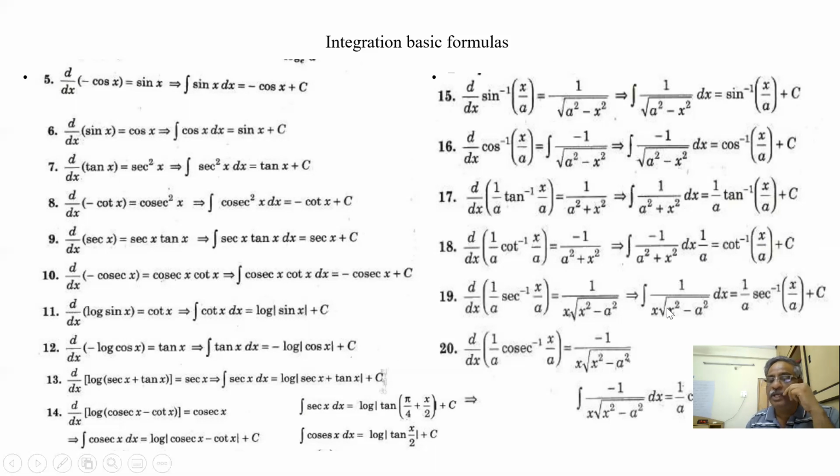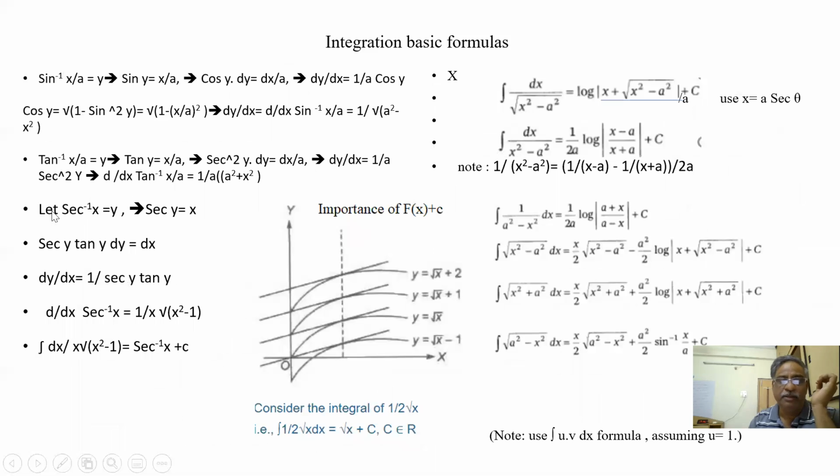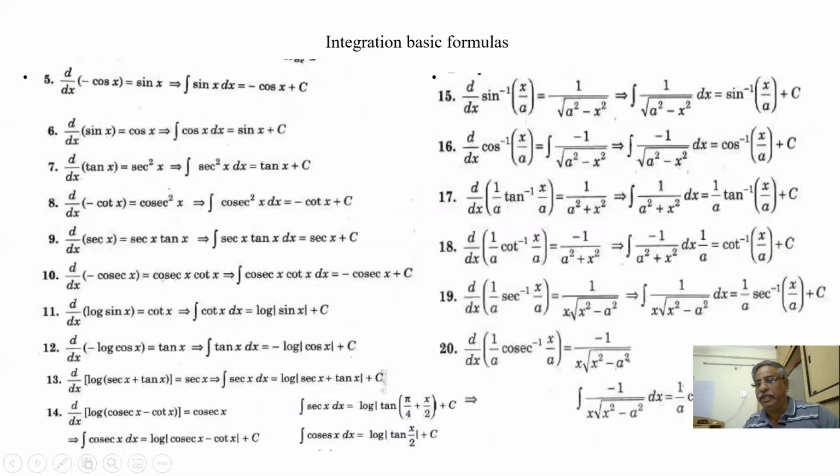Now 1 by x root x square minus a square. Here you see the second term is x square in all. Now here the first term is x square. So 1 by x root x square minus a square, we have just seen is 1 by a secant inverse x by a. Secant y tan y is x root x square minus 1. Secant y is x, tan y is root of x square minus 1. So this is d by dx of secant inverse x. So integration of dx by x root x square minus 1 is equal to secant inverse x. If a is added, 1 by a secant inverse x by a plus c.